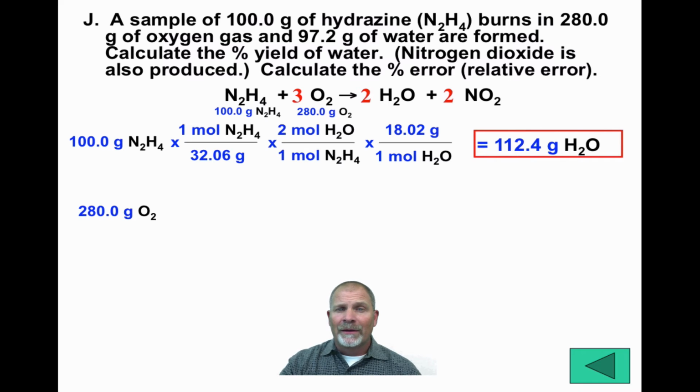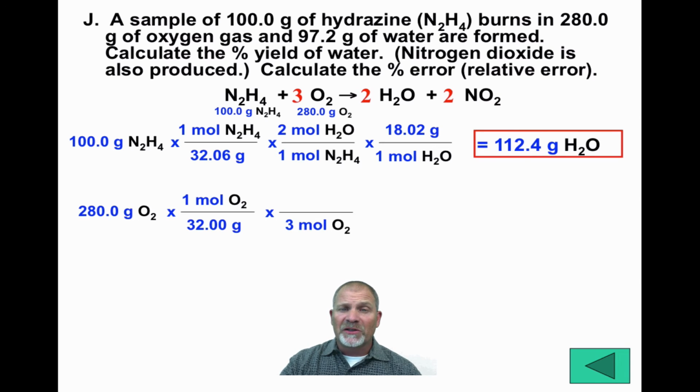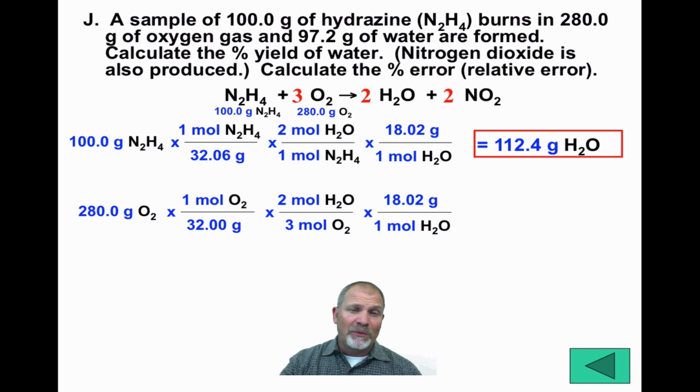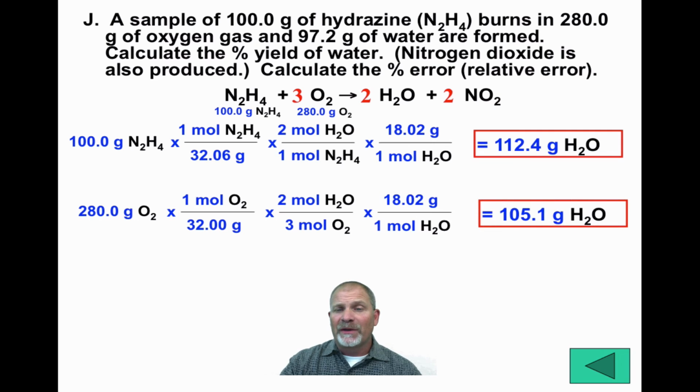I'm not done though. I still don't know if that was my bread or my cheese. I don't know yet. So I have to do the exact same thing with my 280 grams of oxygen. Again, I got the 280 grams from the problem. Use the molar mass of oxygen, which is 2 oxygens, so 16 times 2 is 32 grams per mole. My grams cancel out and I'm in moles. Now, looking at my balanced chemical equation, I'm going to go from 3 moles of oxygen to 2 moles of water. And then since I've already done molar mass, copy paste, I have the molar mass of water. Now again, I'm going to take my 280 times 2 times 18.02, divide by 32, divide by 3.